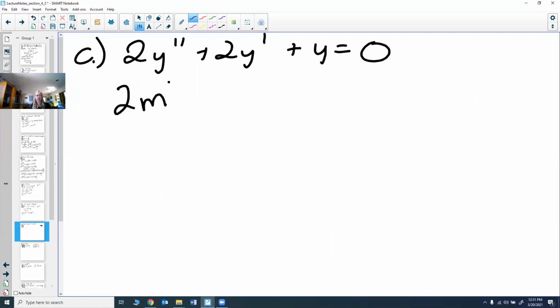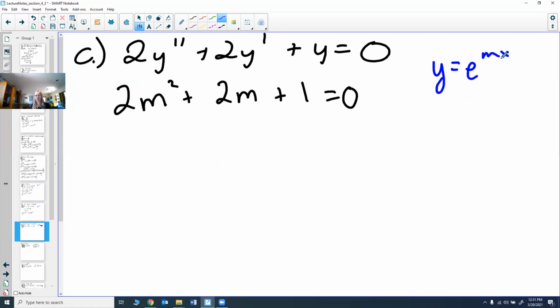So again, get your auxiliary equation first. That'll be 2m squared plus 2m plus 1 equals 0. Again, we are using the fact that y is equal to e to the mx, and we're trying to find those m's. So we're plugging that in, and we'll always get this auxiliary equation when we're done. And then you just have to solve this. Well, this turns out to be m equals -1/2 plus or minus 1/2 i.